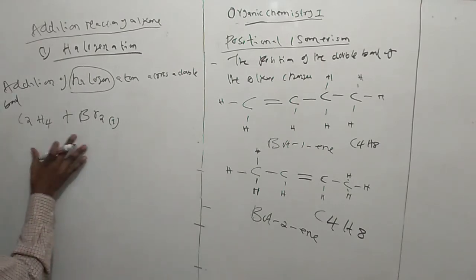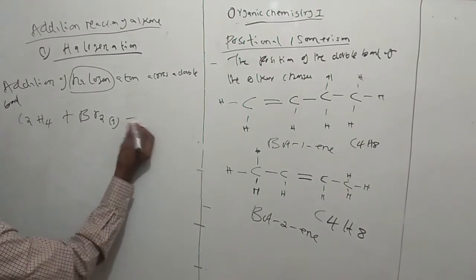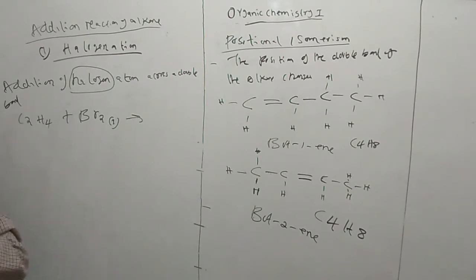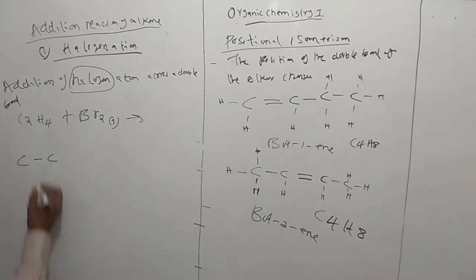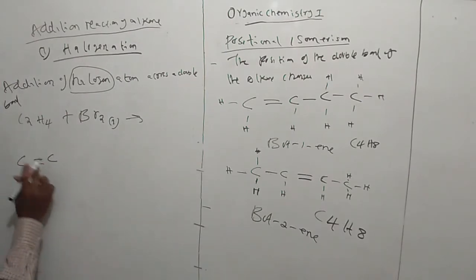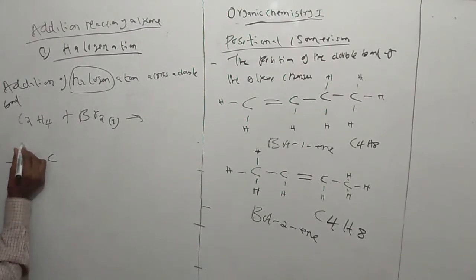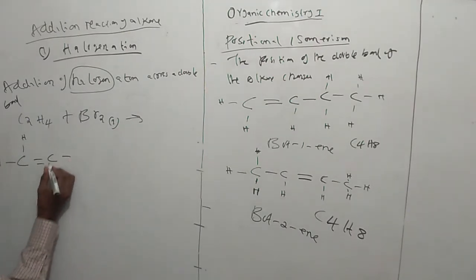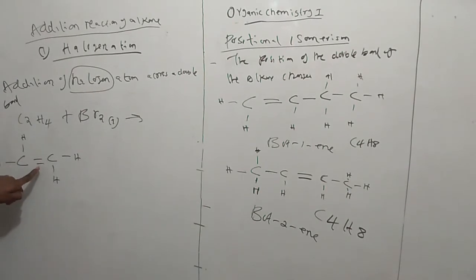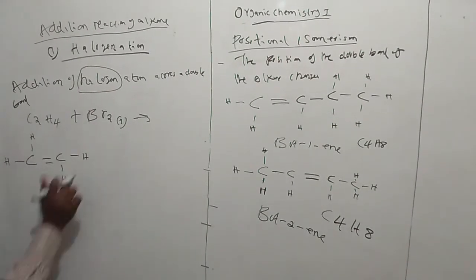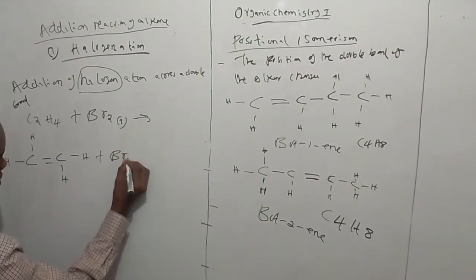Now, in this case, to get the structure may be difficult, but if you draw the structure, it will become very easy. So let's have the 2 carbons. Since this is a double bond, we put 2 lines, so it has 1, 2, 3, 4. So here we have H, then 1, 2, 3, 4, H, such that now we have C2 and H4. This is reacting with the bromine gas.